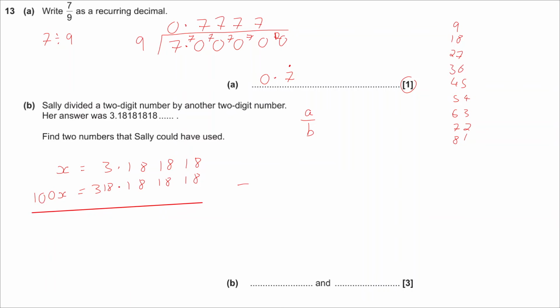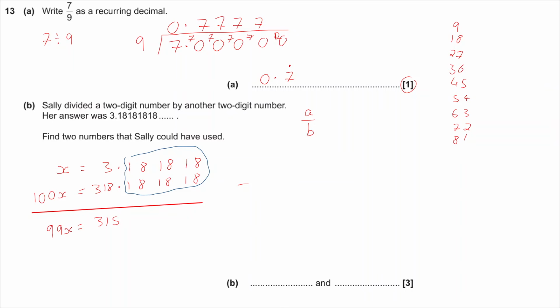So we're going to be doing 100x take away 1x, which gives you 99x, being equal to 318 take away 3, which is going to be equal to 315. And really importantly, these parts here are all just going to cancel out, because if you take these away, they all become 0. 1 take away 1 is 0, 8 take away 8 is 0, so this just eliminates, which is really useful. So this is just converting a recurring decimal into a fraction.